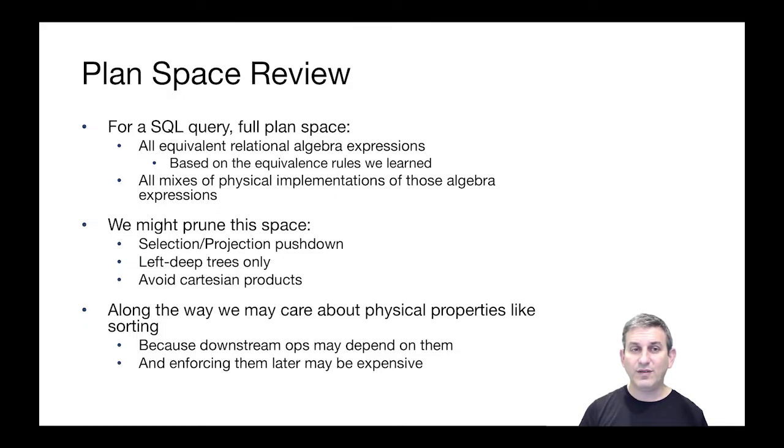For a SQL query, the full plan space is all the equivalent relational algebra expressions based on the equivalence rules we learned and the breakdown of queries into query blocks, along with all mixes of physical implementations of those algebra expressions. And we might prune the space with heuristics. So for instance, we might always do selection and projection push down as far as we can. That's done in System R. It's pretty typical. We might use left deep only trees. That's done in System R. And we might avoid Cartesian products as much as possible. Again, something that's done in System R.